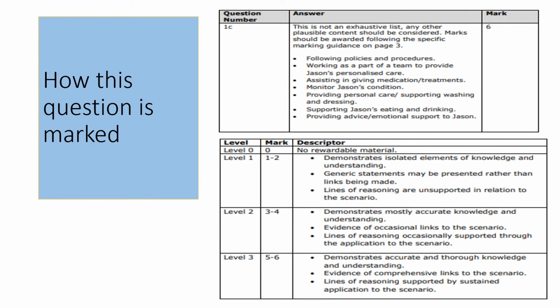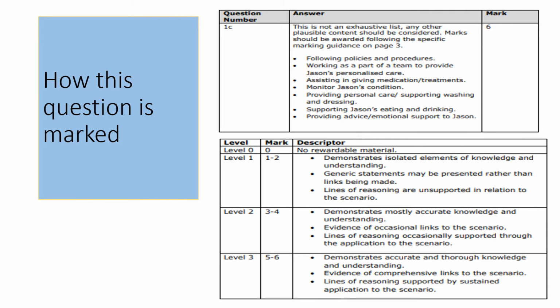So if you'd paid attention to the slide before the exam question, you would have seen some of the roles and responsibilities that healthcare assistants are expected to carry out. The exam board have said on this paper that the answers they've suggested are not an exhaustive list. So there could be other answers that could be considered, but these are the guided answers they would expect students to go along with.